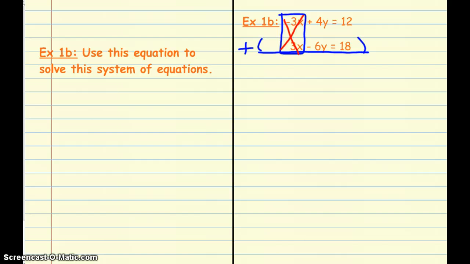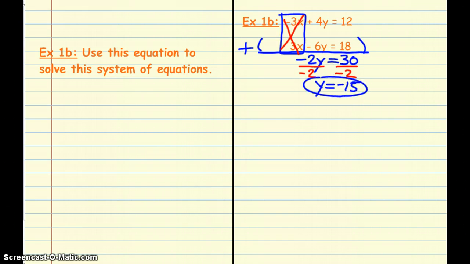And we have 4y plus negative 6y. 4 plus negative 6 is negative 2. And then we have 12 plus 18, which is 30. And like we did before, we're going to solve for y. And we're going to do that by dividing by negative 2. And y equals negative 15.